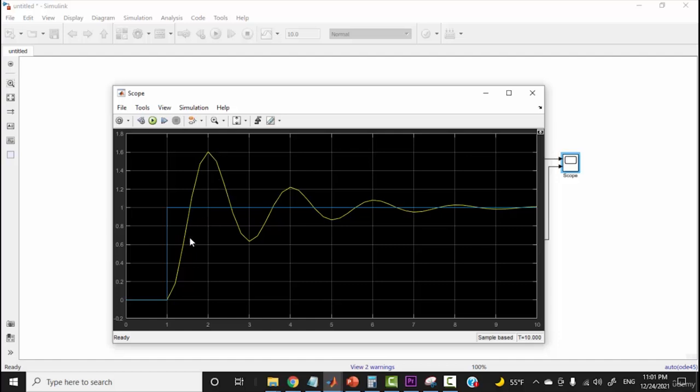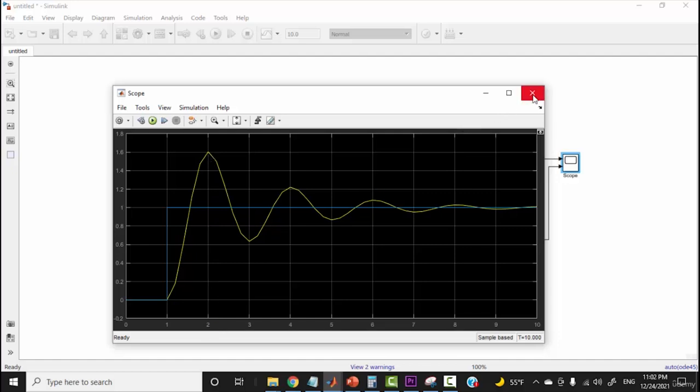Look at this value and see the time. The time is about 1.5 seconds, and this is called the rise time. So take a look also at the peak time. This is the value of the peak time. Peak time means the time when the system goes to the maximum overshoot. It is equal to 2 seconds.